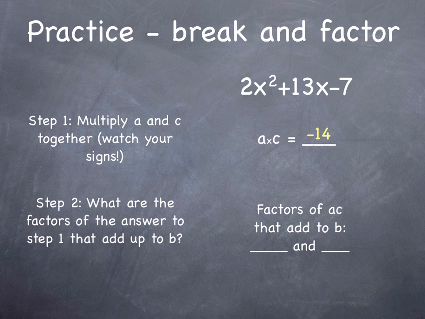Step 2. Look at the answer to step 1 and ask, what are the factors of that number that add up to b? So in this case, we're asking, what are the factors of negative 14 that add up to positive 13? In this case, those factors are positive 14 and negative 1. When we multiply them together, we get negative 14. When we add them together, we get positive 13.